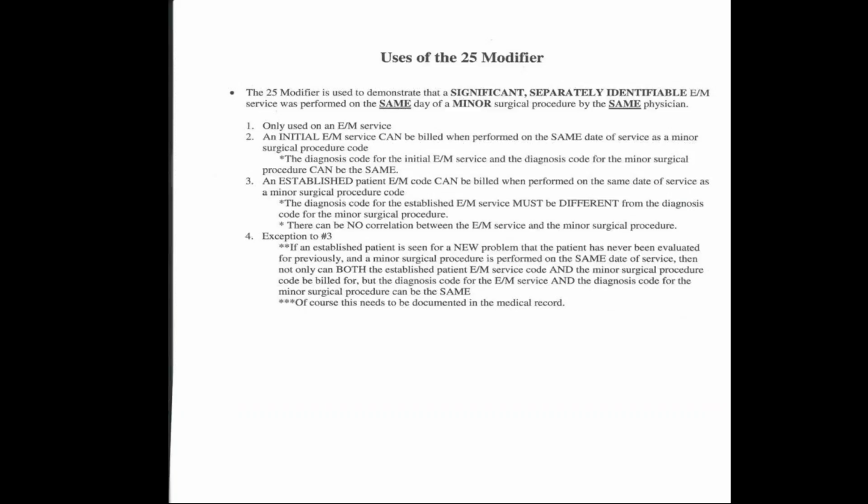Last point. If an established patient is seen for a new problem that the patient has never been evaluated for previously, and a minor surgical procedure is performed on the same date of service, then not only can both the established patient E&M service code and the minor surgical procedure code be billed for, but the diagnosis code for the E&M service and the diagnosis code for the minor surgical procedure can actually be the same. And of course, this needs to be thoroughly and accurately documented in the medical record.